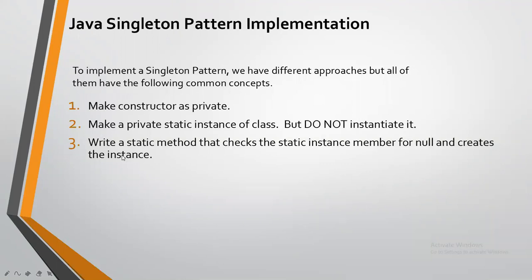The third step is to write a static method that checks the static instance member for null and creates the instance. So we should also create one public static method that will check the static instance for null. If it is null, it will allow the instance to be created. Otherwise, it will simply return the object which was previously created. So these are the common steps which are used to implement the singleton pattern.